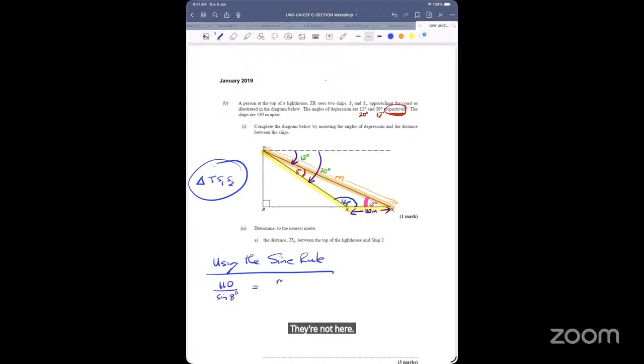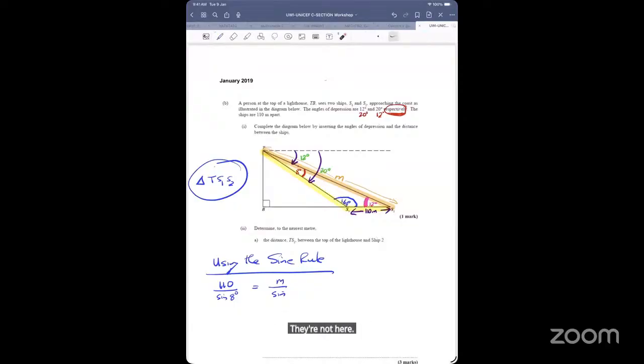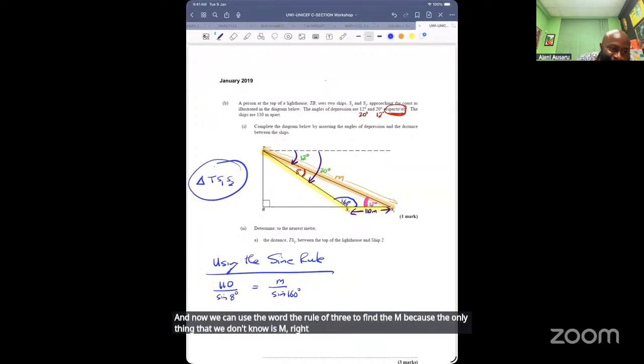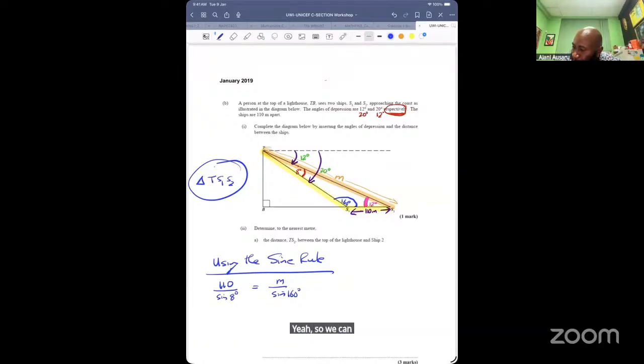Equal to M over sine of what? The M is across from which angle? 160. Yes. All right. Sine of 160. And now we can use the rule of 3 to find M, because the only thing that we don't know is M, right or wrong? So we can cross multiply, this times that equal to that times that.